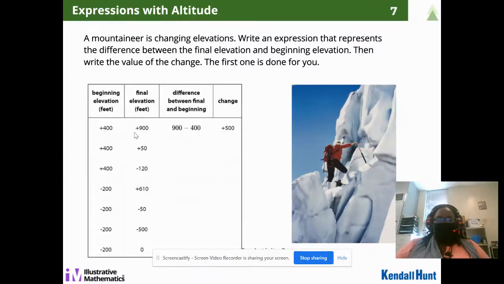So we started at 400. Our final elevation, we ended at 900. And so we did 900 minus 400, and our change is a positive 500. And you guys are going to do the same for the rest of this chart.